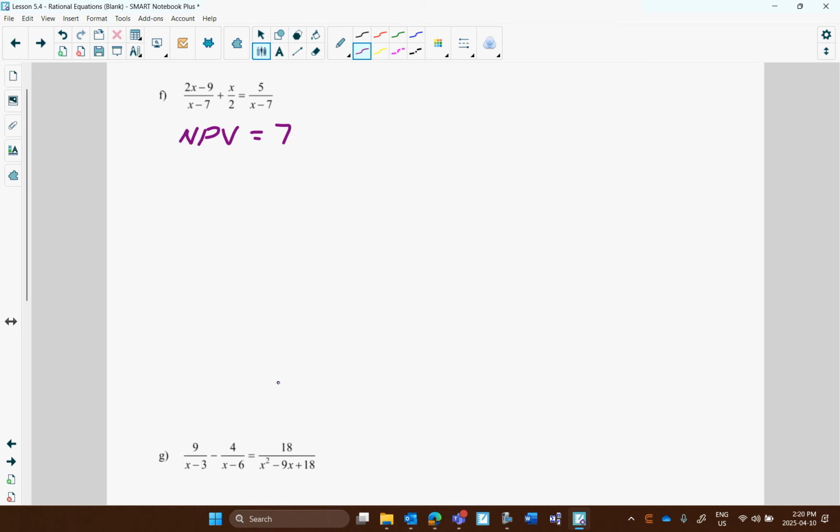Let's see, and remember, if you see a 2 in there, just remind yourself, well, we need an x minus 7 in there, and we need a 2 in there. So the LCD is going to be 2 times x minus 7. And then I've got to multiply that by 2x minus 9 over x minus 7.